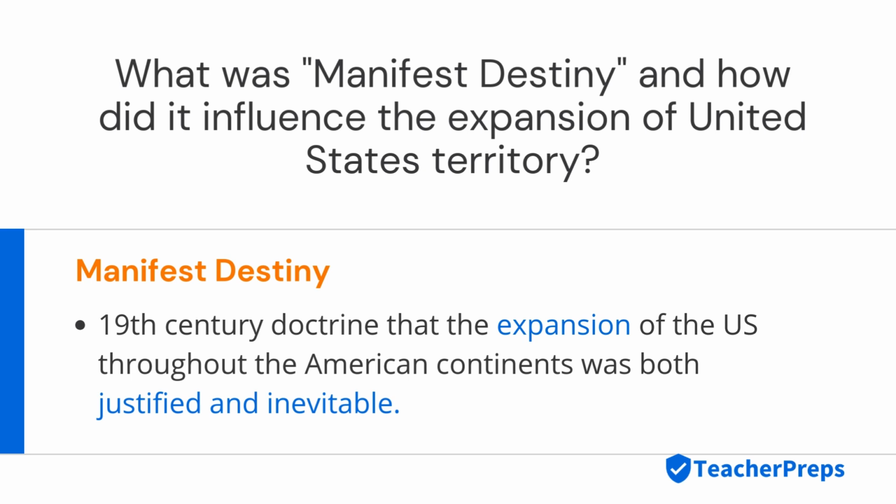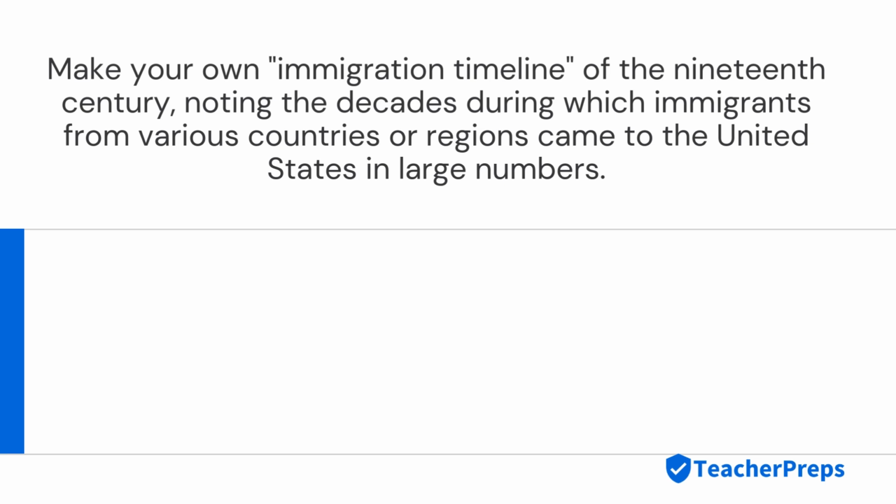All right, so that's Manifest Destiny. Again, an important topic for your upcoming Praxis 5004 exam. Let's go on to the fifth question. This reads, make your own immigration timeline of the 19th century, noting the decades during which immigrants from various countries or regions came to the United States in large numbers. Pause the video here and push play once you have created your own immigration timeline.